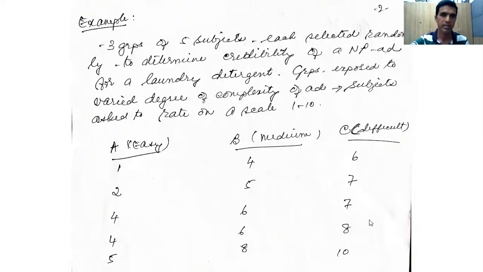Now let us straight away take an example. Here is an example of 3 groups of 5 subjects each. They are selected randomly to determine the credibility of a newspaper ad for a laundry detergent. The groups are exposed to varied degrees of complexity of the ad, and the subjects are asked to rate on a scale of 1 to 10. So these are the groups. The first group is given an easy ad, the second group is given a medium ad, and the third group is given a difficult ad. Okay, so we find out the ANOVA value and see whether it is statistically significant.